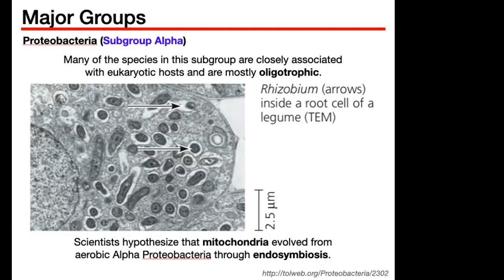So say for example, for subgroup alpha under proteobacteria, many of the species in the subgroup are associated with eukaryotic hosts and are chiefly or mostly oligotrophic. So when we say oligotrophic, ibig sabihin, ito yung mga organisms na capable sila mag-survive in environments with low levels of nutrients, no? And scientists hypothesize that mitochondria evolved from aerobic alpha proteobacteria through endosymbiosis.